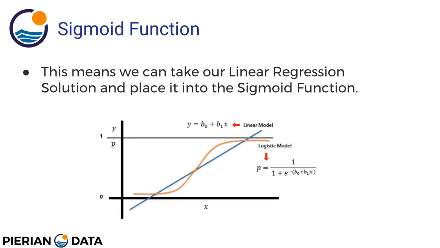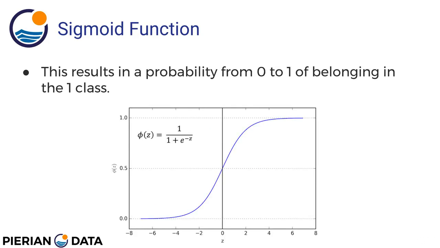Well, basically we have our old linear model, something that looks like beta 0 plus beta 1 times x, and we insert it into the sigmoid function, that 1 over 1 plus e to the minus, and then that's where our linear model goes. Which means no matter what we put into that linear model as an output, once it goes into the sigmoid function, the value will always be between 0 and 1. And the result is a probability from 0 to 1 of belonging to the 1 class.